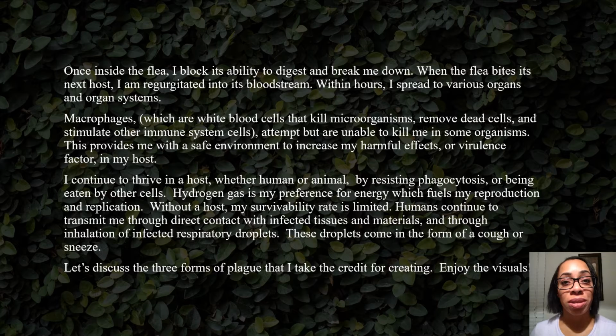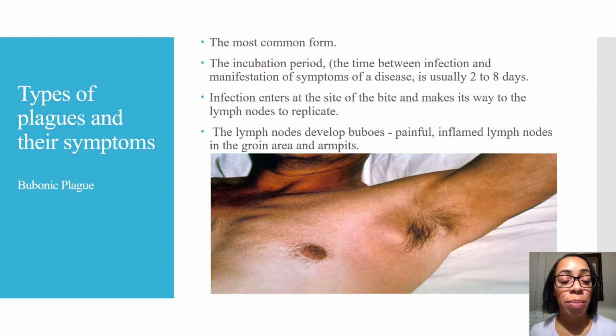Enjoy the visuals. The first type of plague is the bubonic plague. It's the most common form. It has an incubation period, which is also called the time between infection and manifestation of symptoms of a disease, of about 2 to 8 days. Infection enters at the site of the bite and makes its way to the lymph nodes to replicate. The lymph nodes develop buboes, which are painful inflamed lymph nodes in the groin area and armpits.